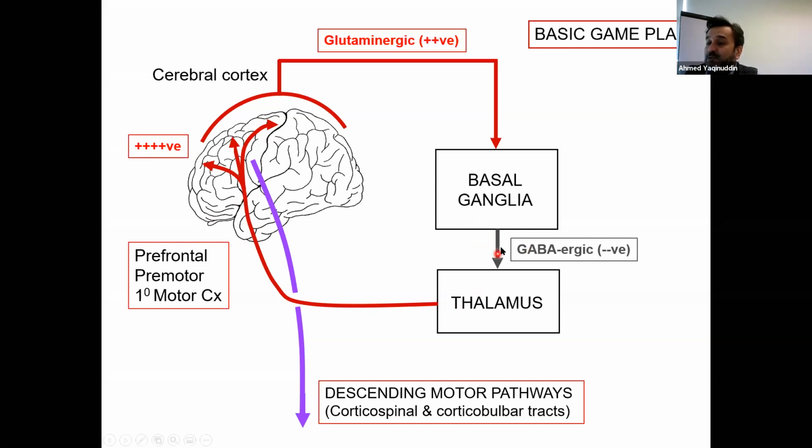If this tonic inhibitory discharge from the basal ganglia, which is continuously coming, is excessive, it would be difficult to start the movement. If it is reduced in a certain disease, then you would have involuntary movements at rest. So both conditions, where this tonic inhibitory discharge from the basal ganglia either increases or decreases, can result in diseases related to the basal ganglia.